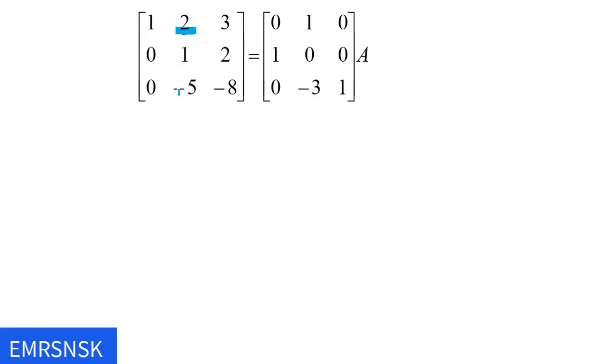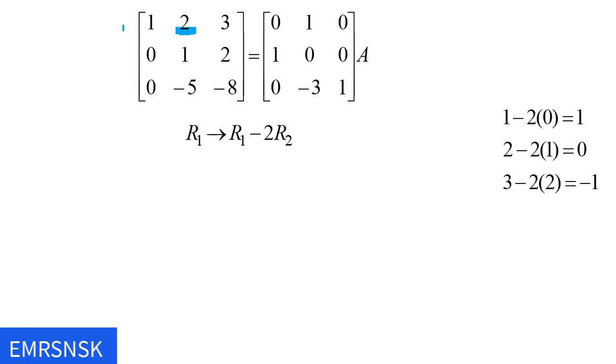So if I apply R1 goes to R1 minus 2 times R2, this element will be 0. Okay. So R1 means 1 minus, see, you are going to apply this kind of transformation to the elements of the first row. So that means 1 minus 2 times 0 will be 1.